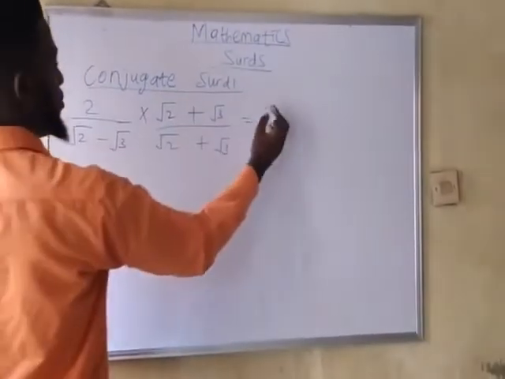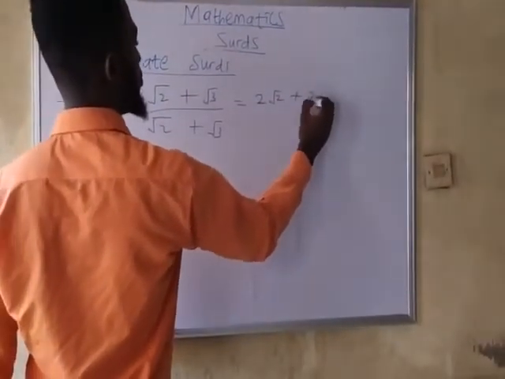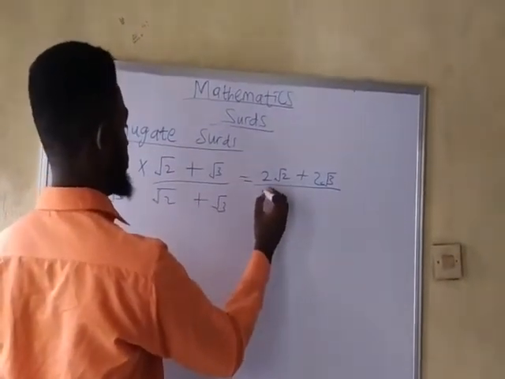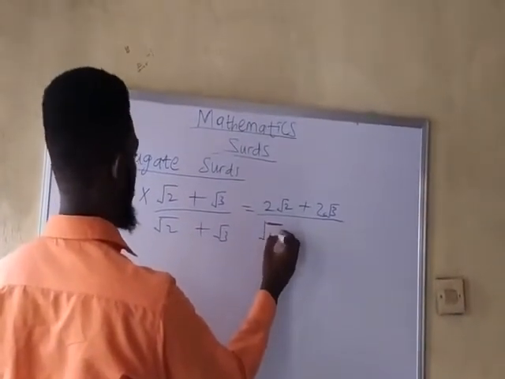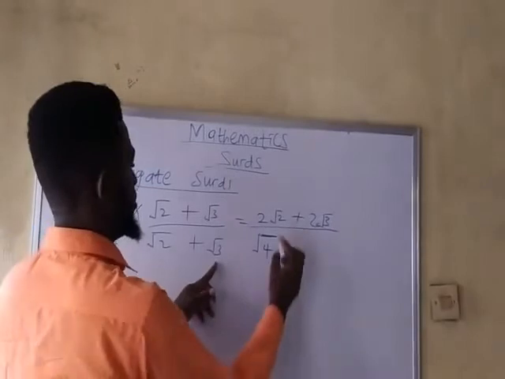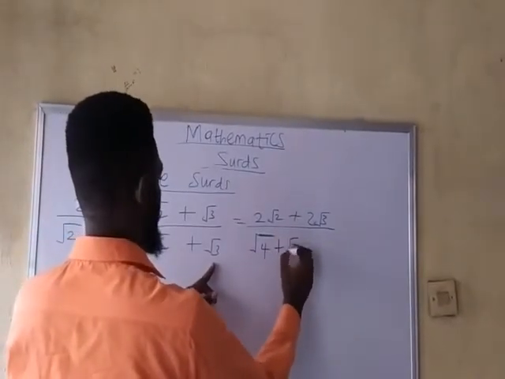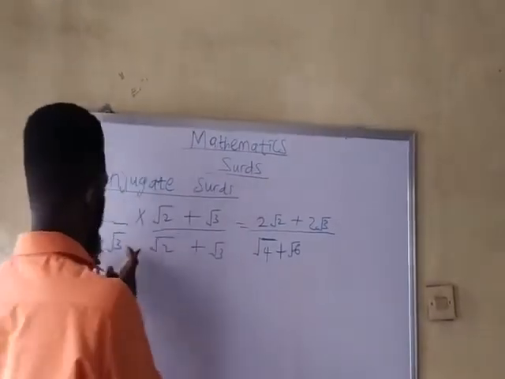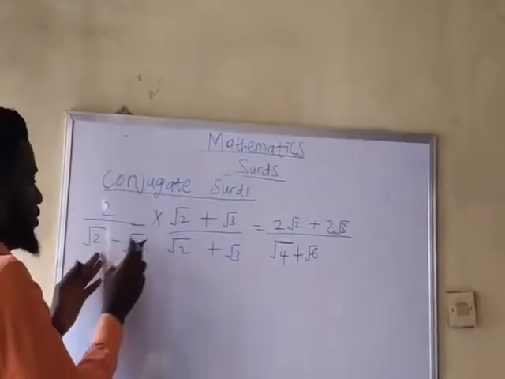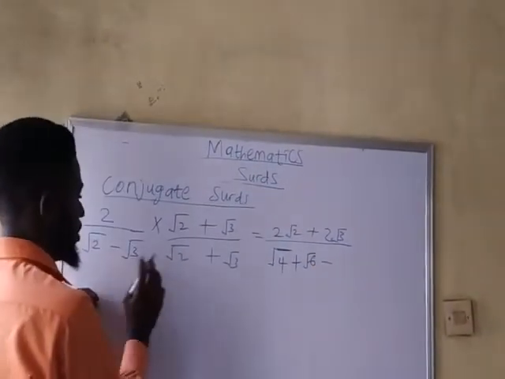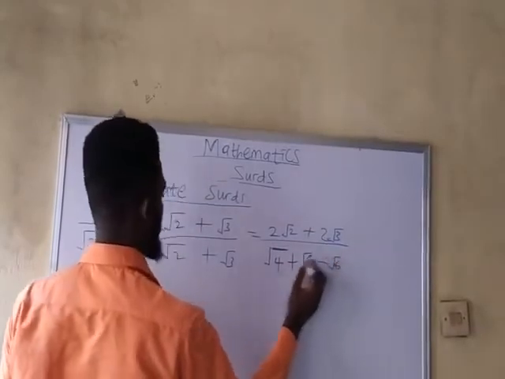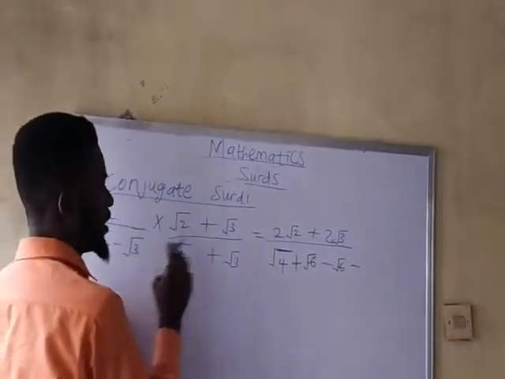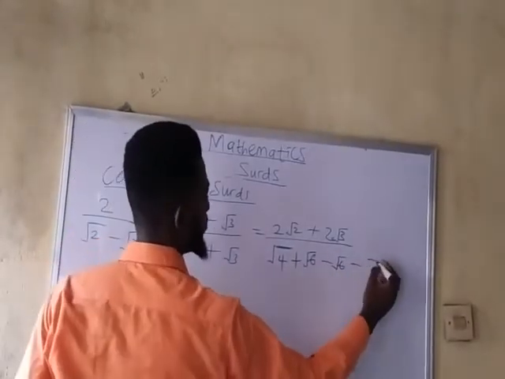2 multiplies with 2 root 2, plus 2 root 3, over root 2 times root 2, you have root 4. Root 2 times root 3, you have plus root 6. Plus root 6. And then you take the minus root 3 times root 2, minus root 6, and minus root 3 times root 3, making it root 9.